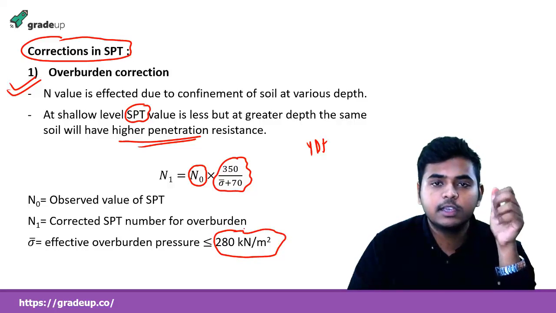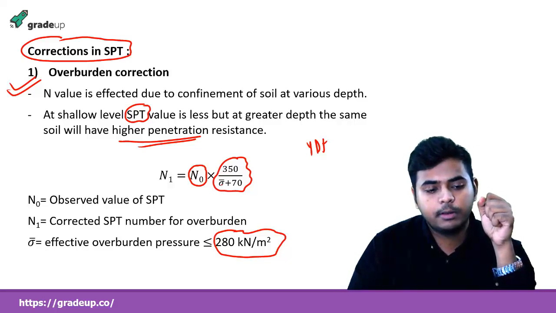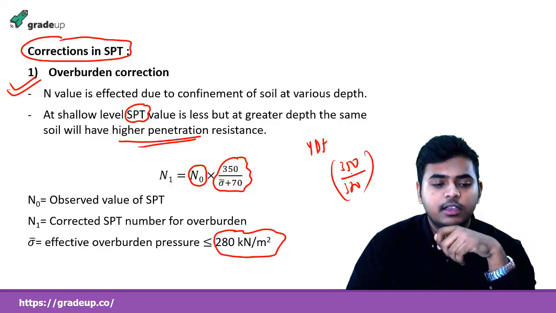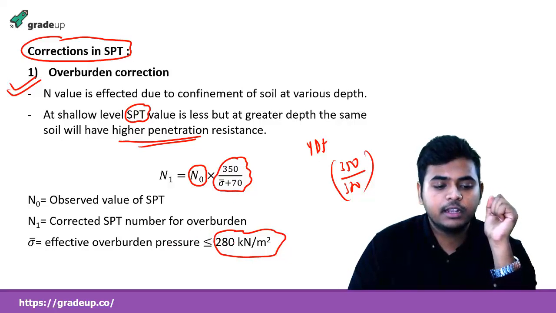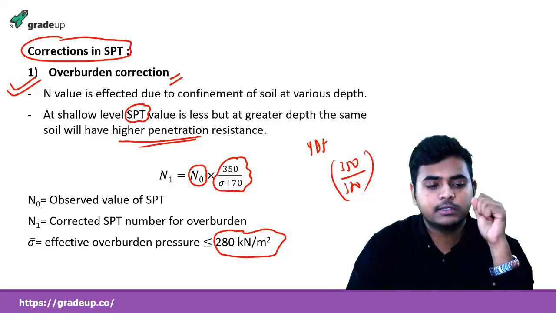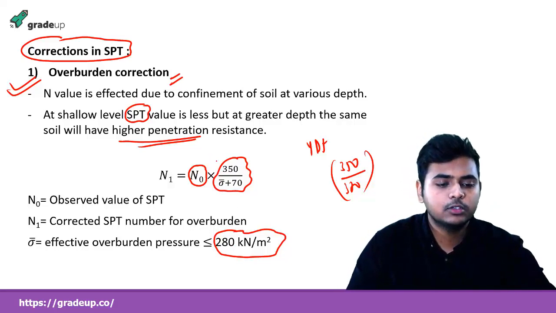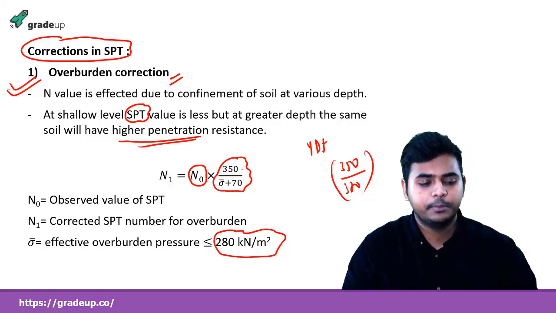You have to keep this in mind because sometimes in a question this value will be given as 300 kilonewton per meter square effective stress, you get it. Naturally this will be 350 by 370, so this value will decrease. So this is not possible actually. When this value is greater than 280 kilonewton per meter square, then we don't have to perform this overburden correction with SPT. Just remember this. So just remember this formula: N1 is equal to N0 into 350 by effective stress plus 70.